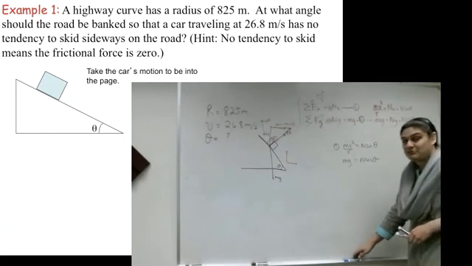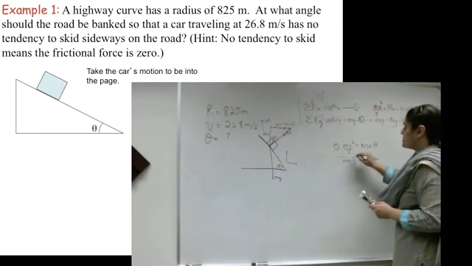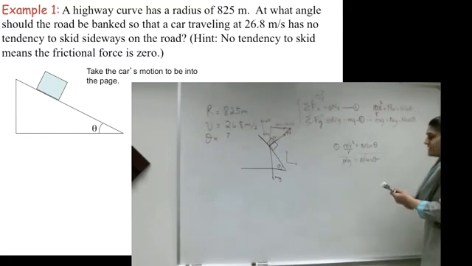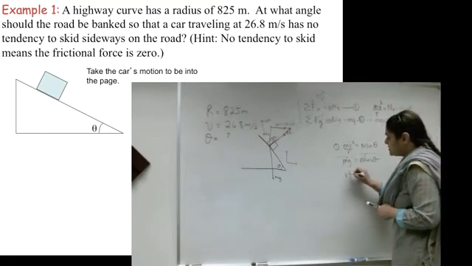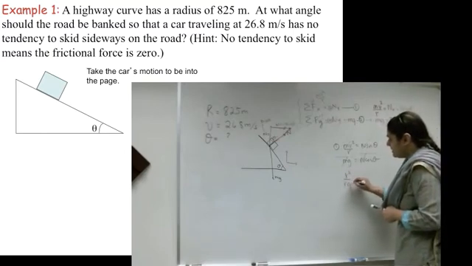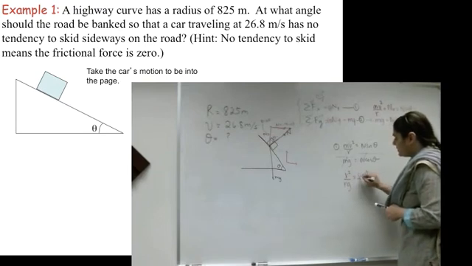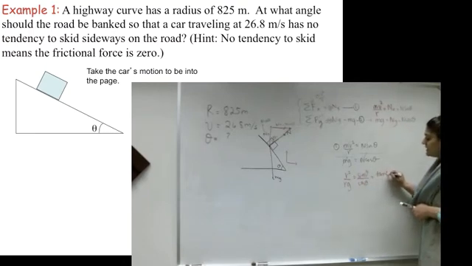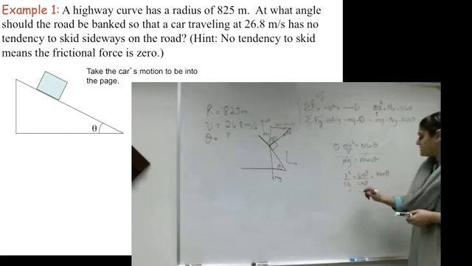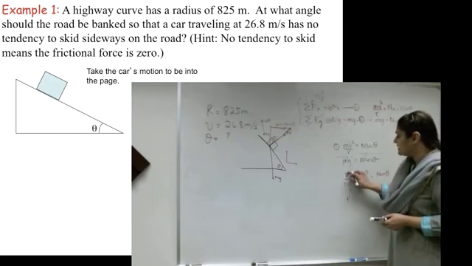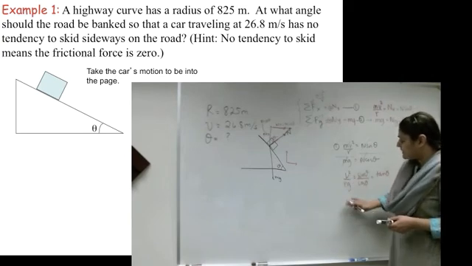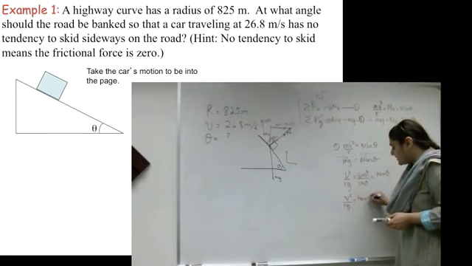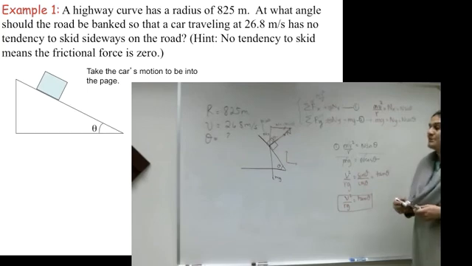Okay, now we're going to use the same trick by dividing the two equations. So I'm just going to divide these two equations. N's go away, m's go away, and my answer comes out to be v squared over rg equals sine theta over cosine theta. Sine theta over cosine theta, use the trig identity, is equal to tangent of theta. So v squared over rg equals tangent of theta. That gives me my banking angle.